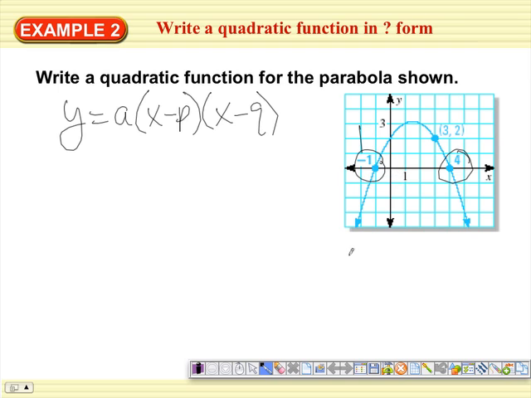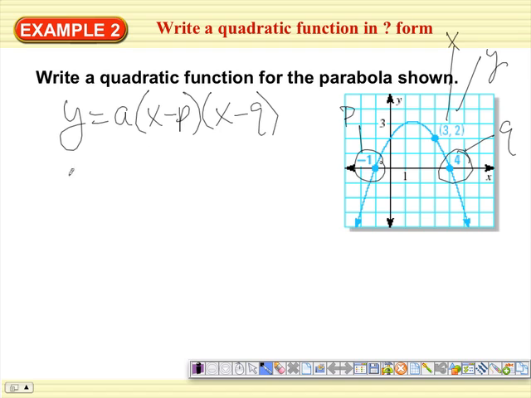What is the negative 1? The what? The p. This is the q. This is the y and x. The x and the y. Plug all those in. Go ahead, I'll let you finish.